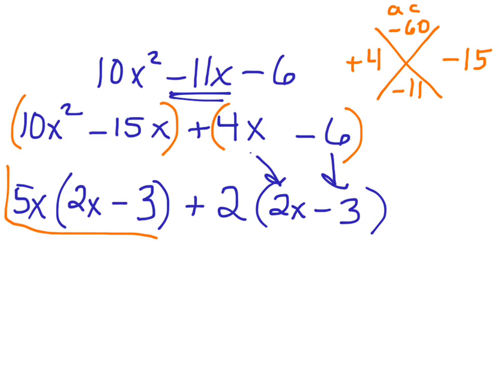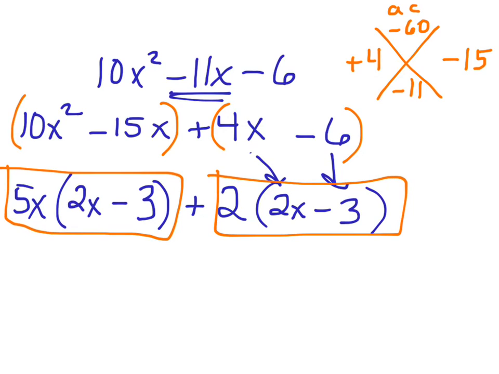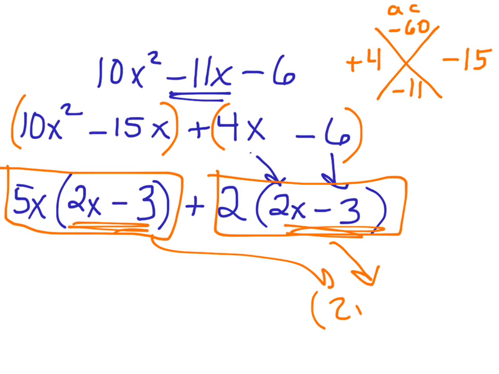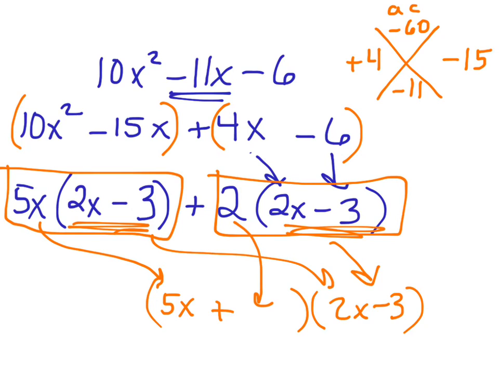Alright, so now you have two large terms, this product and this product, and 2x minus 3 is a common factor in each, so I can use the distributive property to factor that out. And then I would see what's left, and I have a 5x and a 2. Okay, and then that's factored. All right, and again, you can check this. Just multiply 5x plus 2 times 2x minus 3 and see if that does equal the original problem.